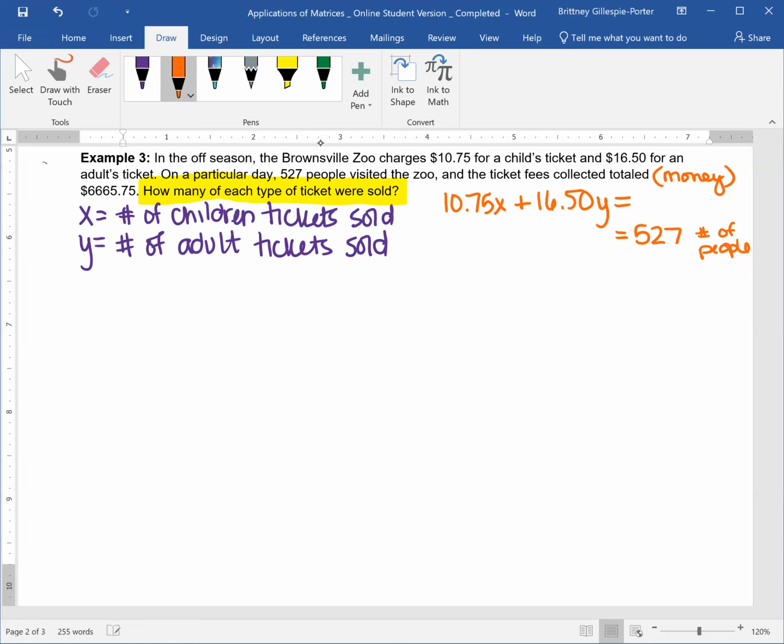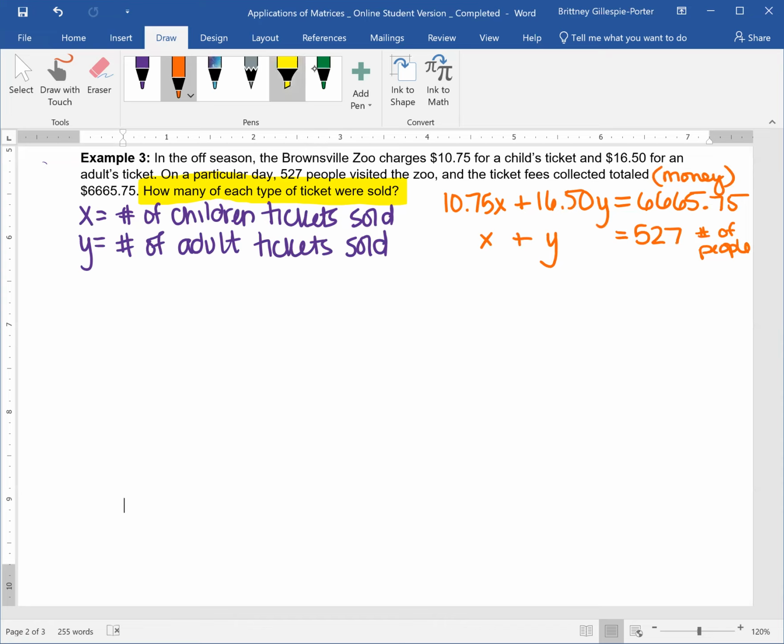So let's figure out how much did the zoo bring in? It says the ticket fees collected totaled $6,665.75. We need to finish out the equation for the number of people. Number of people, we had children and adults, and everybody has to buy a ticket to come into the zoo. We know that X is the number of children tickets sold, so X is the number of children, and Y is the number of adult tickets sold, so Y is our number of adults.